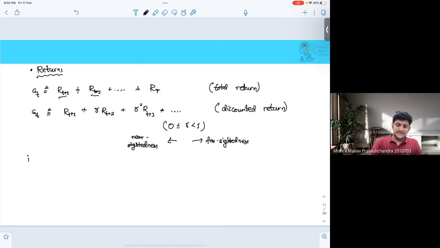You can say it's something like immediate gratification versus delayed gratification. So this is another type. One more type of return that Sir had mentioned was this quantity, wherein we have R_{t+1} plus R_{t+2} plus dot dot dot till R_{t+N}. So we take the return over some finite quantities.